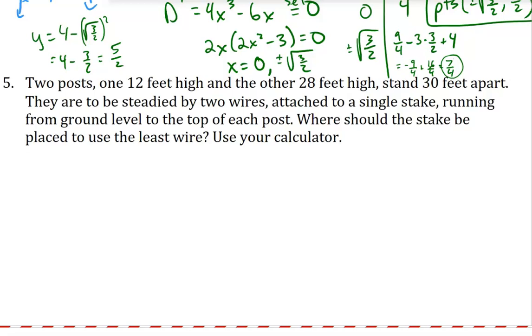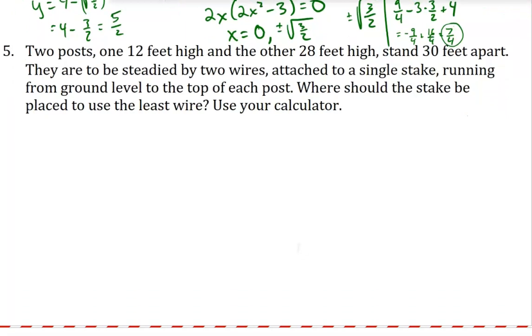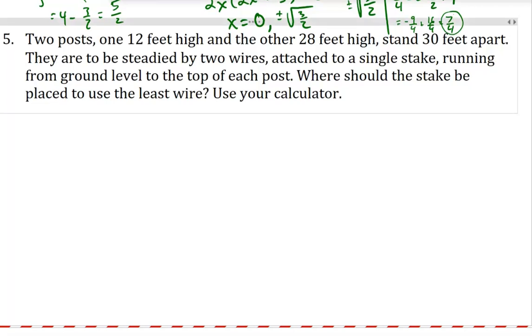For the last one, we have 2 posts. It says one is 12 feet high, the other is 28 feet high, and they are 30 feet apart, steadied by 2 wires attached to a single stake running from ground level to the top of each post. And we want to know where to place the stake to use the least amount of wire. Okay, so let's get a picture.